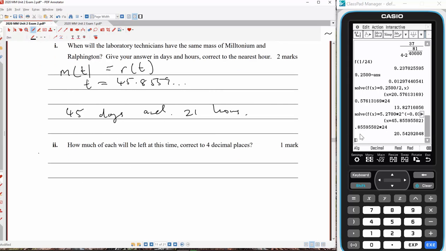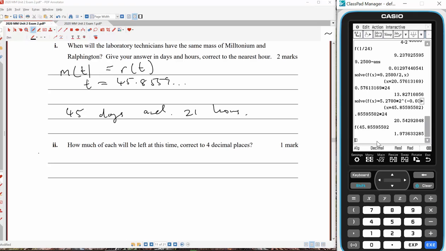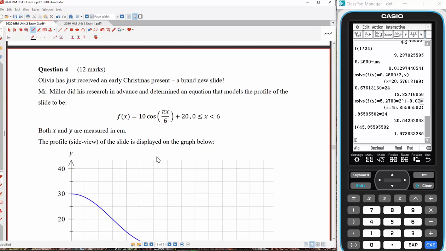To get that, this is the time when they're going to be exactly the same, so we'll pop that into f of x. So we'll go m of 45.8559... equals 1.9736... therefore 1.9736 grams.